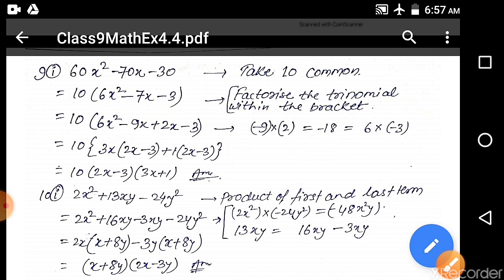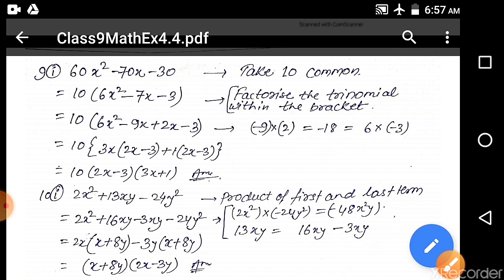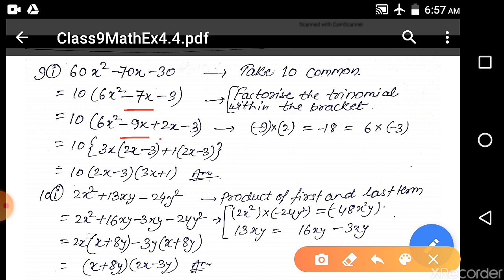As the product is negative, remember this, the product 6 into minus 3 is negative, that is minus 18. So by seeing this negative product, we will subtract two terms to get this 7x. Here we subtract minus 9x plus 2x. So here is subtraction, 9 minus 2 gives 7.